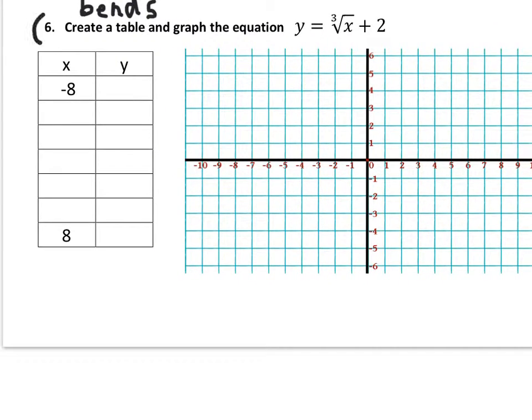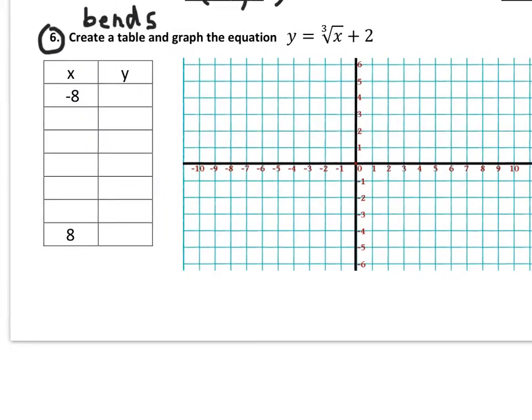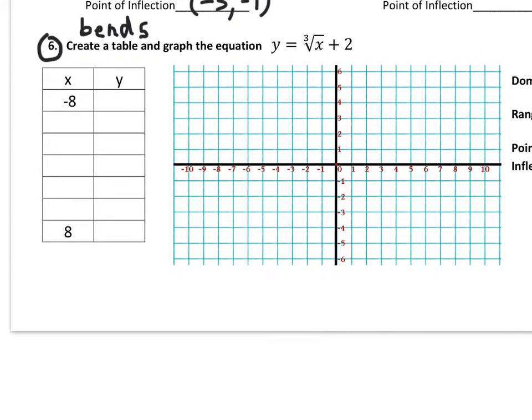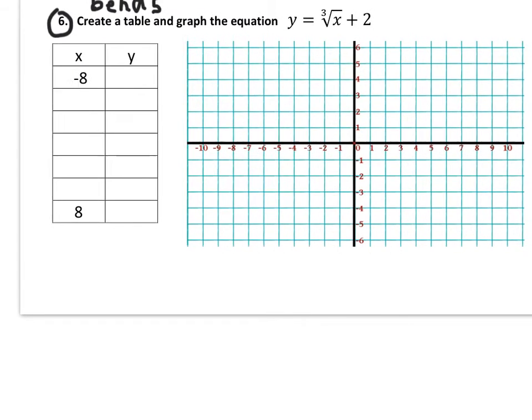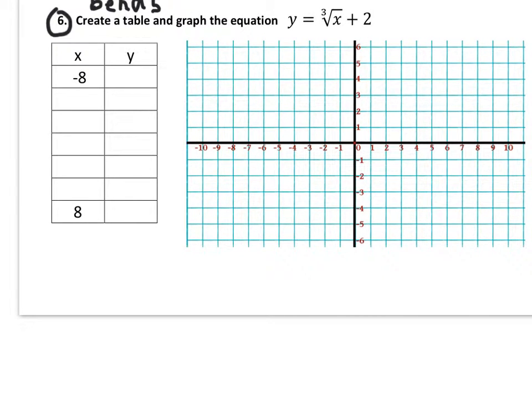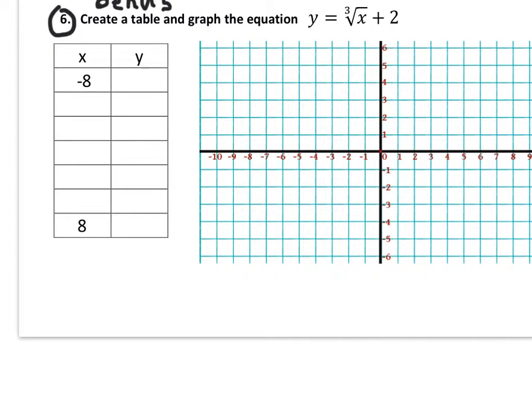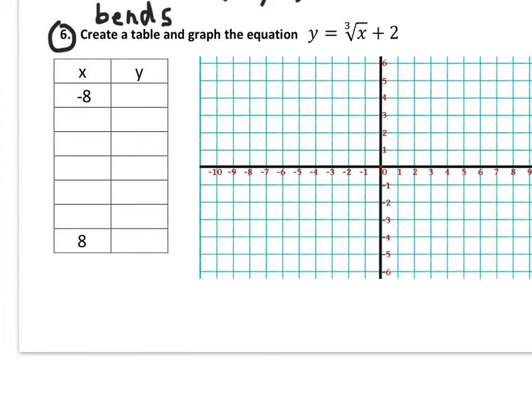First thing we want to do with problem 6 is fill out this table. With the cube root graph, I'd say the easiest thing to do is fill out most of the table, but we don't have to quite do all of it. They've given us -8 and 8. Let's also find values for -1, 0, and 1. If we plug these x values into this equation, we would get the cube root of -8 plus 2. Well, the cube root of -8 is -2, and -2 plus 2 is 0.